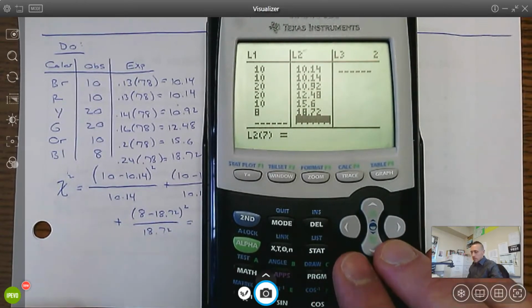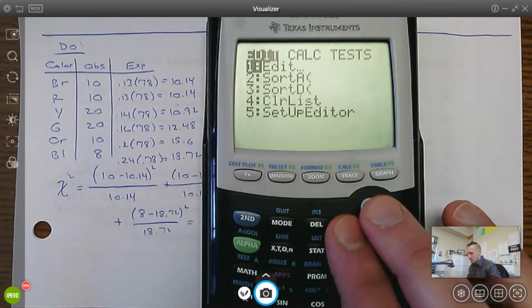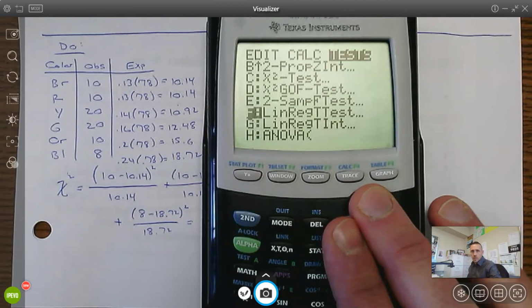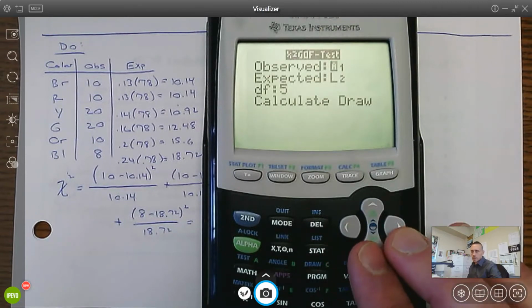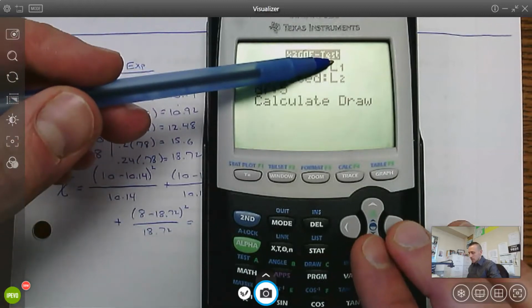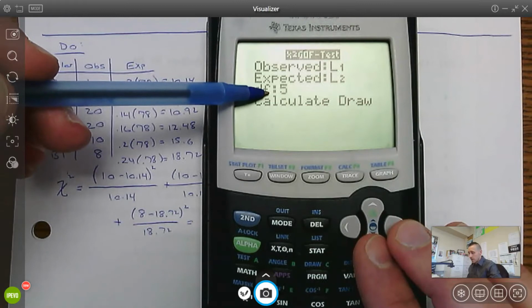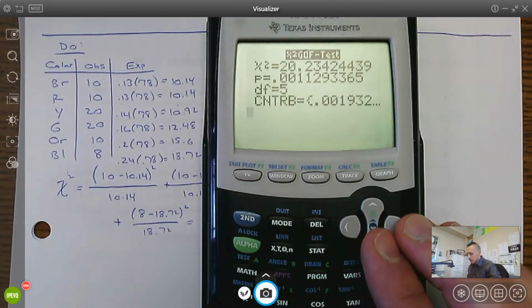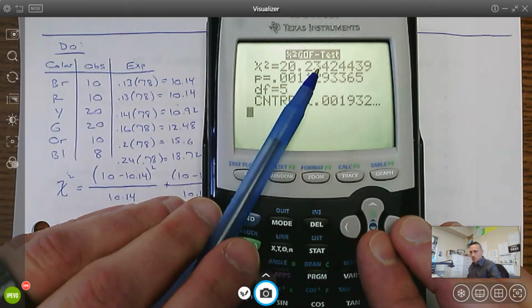Okay. Then I'm going to go to my stat test menu. Again, stat, hit the left arrow. And I'm just going to arrow up to chi-squared GOF test. I'm going to hit enter. And it's going to tell me, do you have the observed count somewhere? Yes, in list one. Expected, list two. Degrees of freedom are for us 5, 6 categories of colors minus 1. And I'm going to hit calculate. This is going to give me my test statistic, so 20.23.